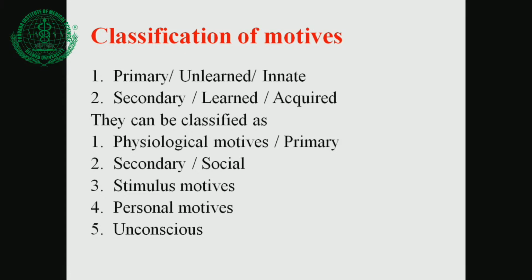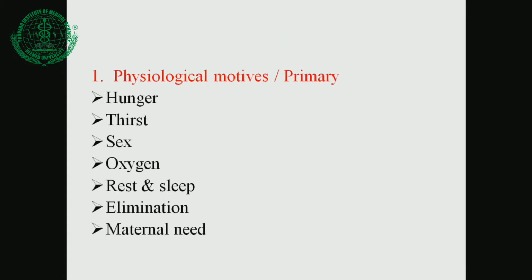Normally, motives are classified into the primary physiological motives, or the primary motives; the secondary motives, which are also called the social motives; then the stimulus motives, personal motives, and the fifth one, the unconscious motives. So we are going to discuss them one by one.